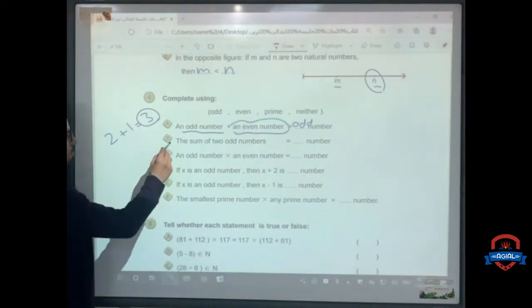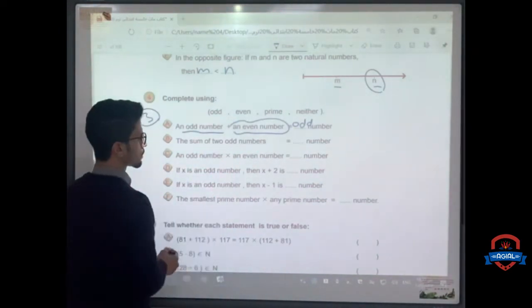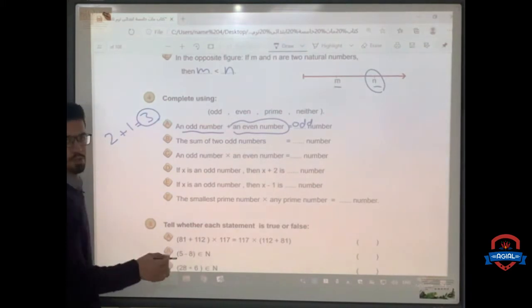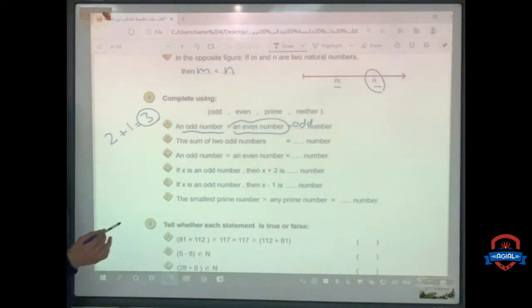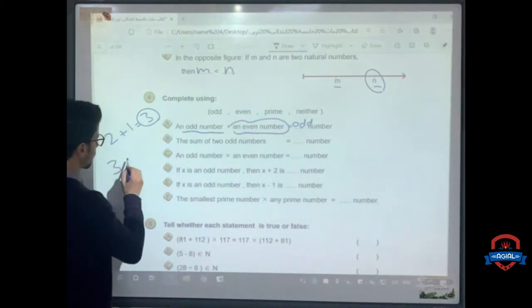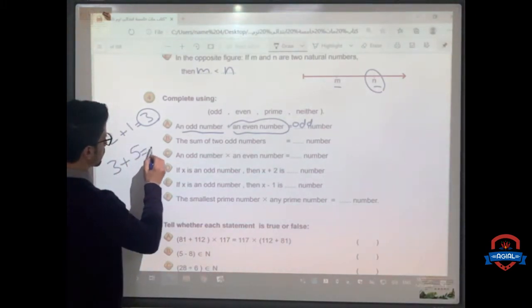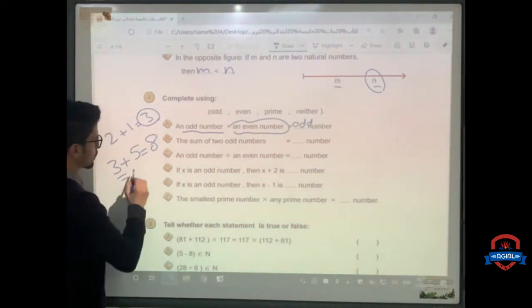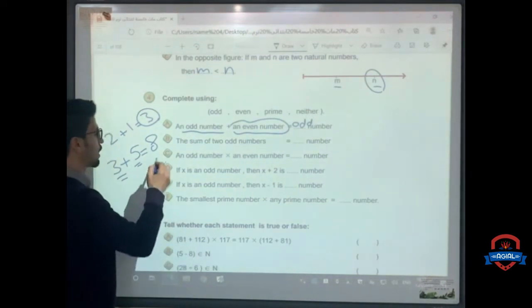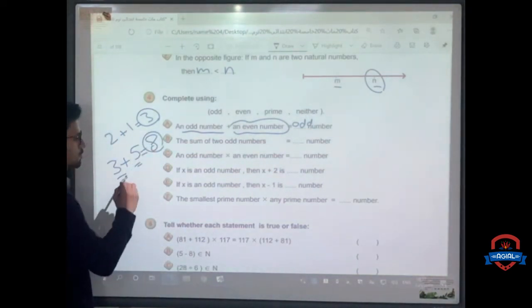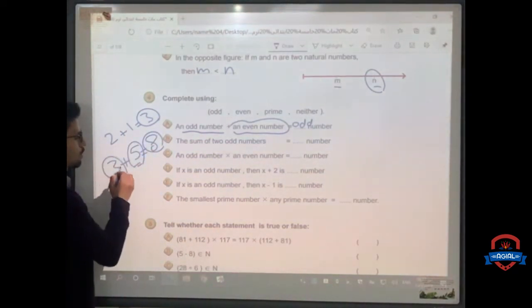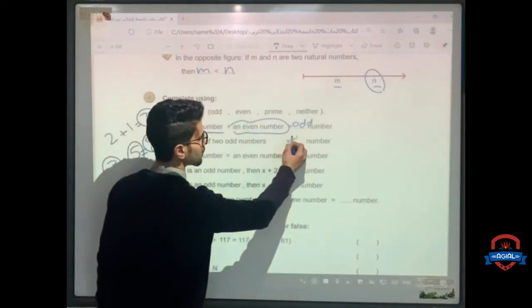And in letter B, the sum of two odd numbers equals. Okay, let's check using any two odd numbers. For example, 3 plus 5 equals 8. 3 is an odd number and 5 is an odd number and 8 is an even number. So the sum of any two odd numbers will be an even number.